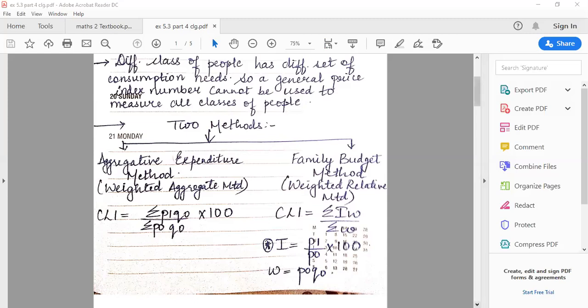All right. So, clear with today's topic, what we are going to study, CLI. There are two methods of calculating CLI. It is related to our day-to-day consumption of goods and services. It helps us to manage our finances, how to manage the monthly budget. So CLI is equal to summation P1 Q0 upon summation P0 Q0 into 100, also called the weighted aggregative method.